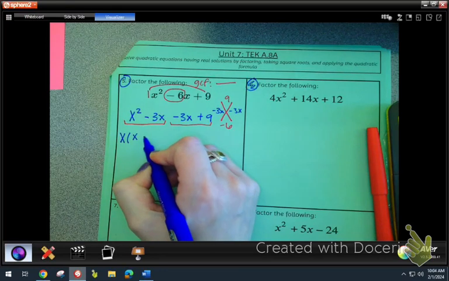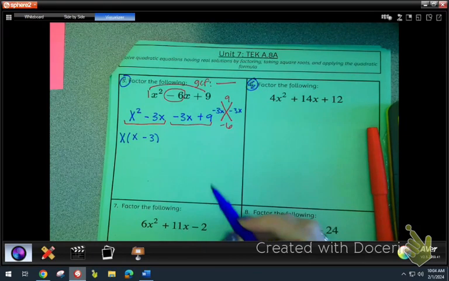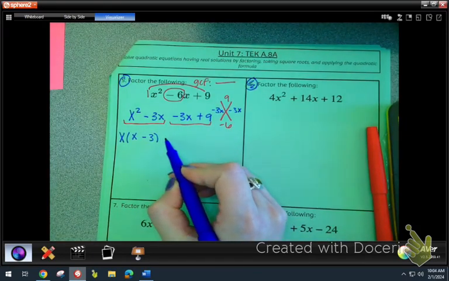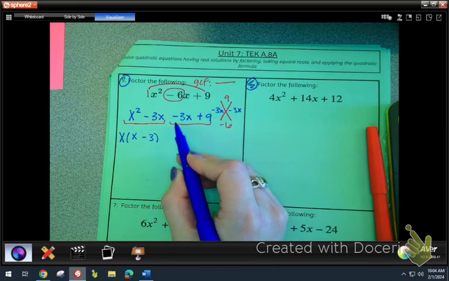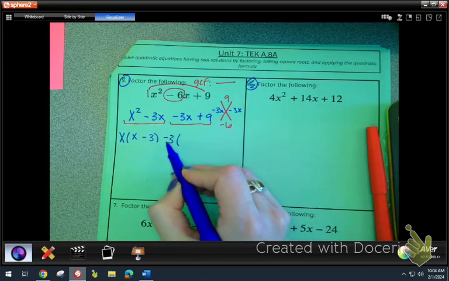X minus 3. Okay, hey, second group. Ethan, second group. What do you take out of the second group? Can I try one? I never had one. I don't know. Okay, you wrote it down. What did you take out? Thank you, Kalina. Negative 3. Y'all, follow the sign with it.